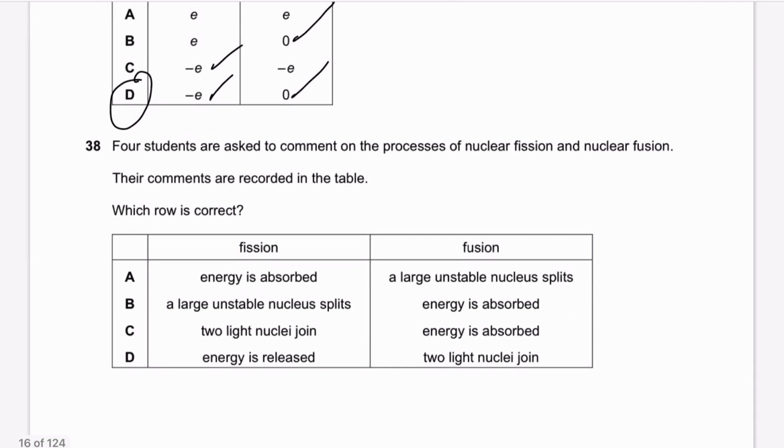38. 4 students are asked to comment on the process of nuclear fission and nuclear fusion. Their comments are recorded in the table. Which row is correct? Now, for fission, energy is absorbed. No. Large unstable nuclei splits. Two light nuclei join. Energy is released. This is correct. Fusion. A large unstable nucleus splits. No, that's fission. Energy is absorbed.